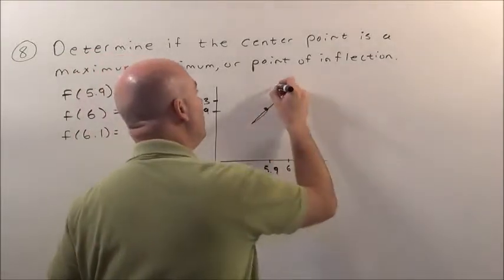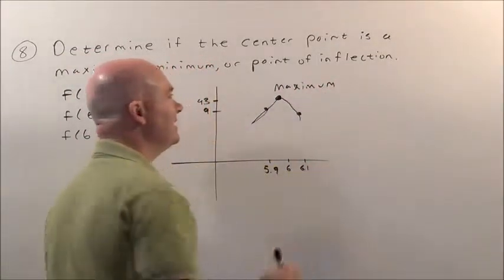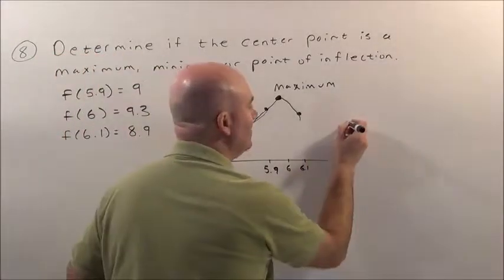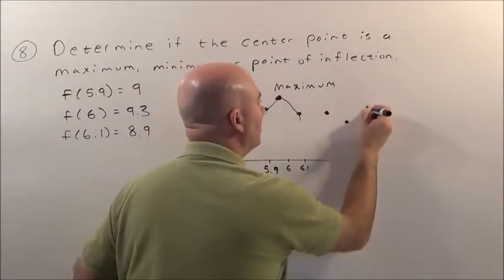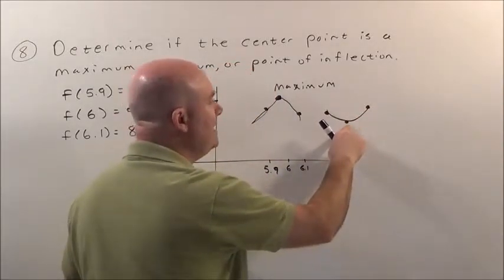Therefore, that is a relative maximum because it's at the highest point. If you and I had a middle point here and other points here, you could see that it would be a what? Well, that point right there would be a minimum.